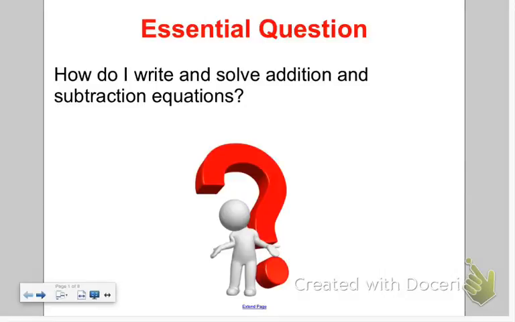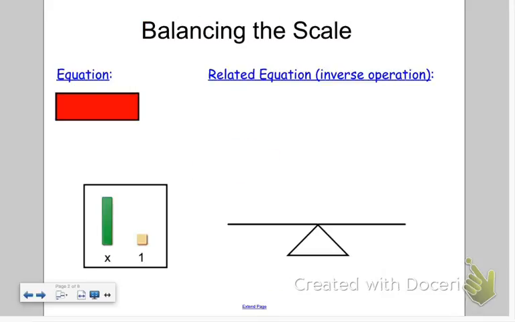We're now going to answer the question, how do I write and solve addition and subtraction equations? First, I want to talk to you about equations and how they're very similar to balancing a scale. You know that when a scale is balanced, both sides are equal. Both sides must weigh the same amount. And that's what's happening in our equation. That equal sign in our equation is telling us that both sides are equal.